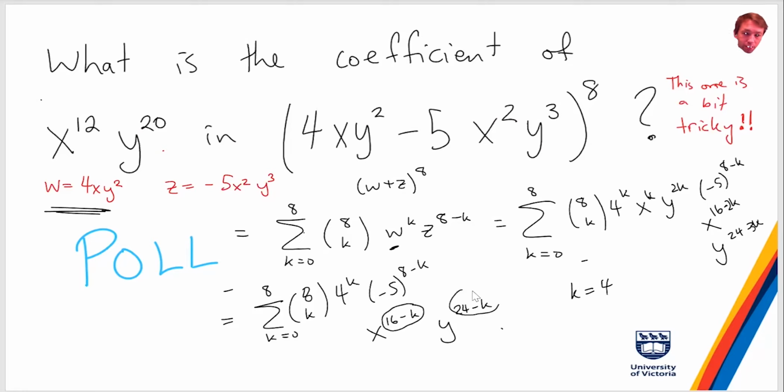And now we just have to figure out which value of k we are dealing with here. It looks like it's k equals 4, because if k equals 4, then the exponent here will be 12, and the exponent here will be 20. And that's what we want. So then we get 8 choose 4, 4 to the 4, negative 5 to the 4. Like always, you can simplify this if you want, but you don't have to. You can just leave it in this form.